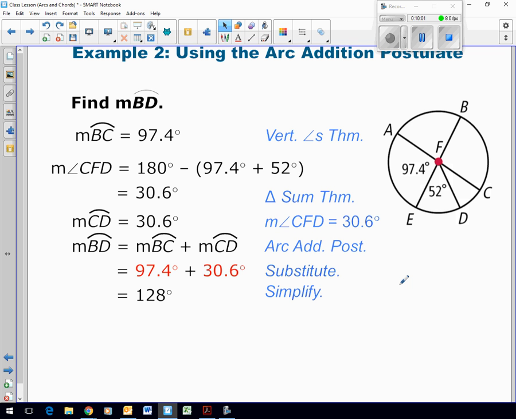Find the measure of arc BD. Question: if it says the measure of arc BD, is it talking about the minor arc or the major arc? Minor, right? 2 letters involved. So if you look at BD, is this telling you to go the long way or the short way? Short way. Okay? Got me? Should be pretty simple by now.